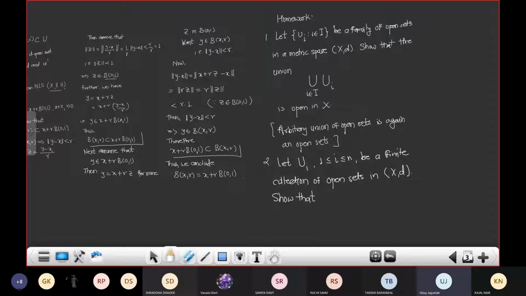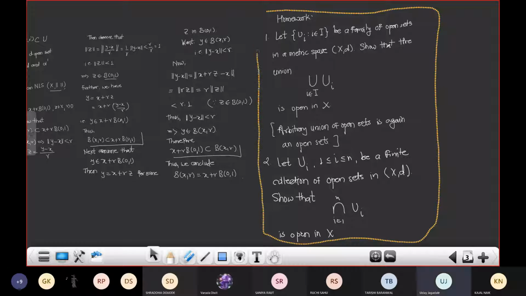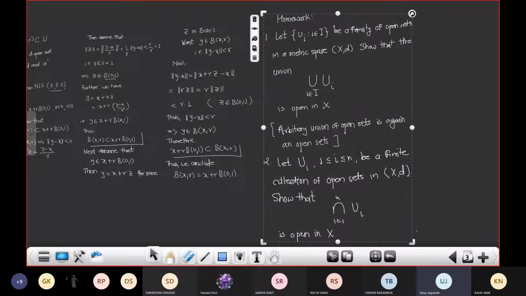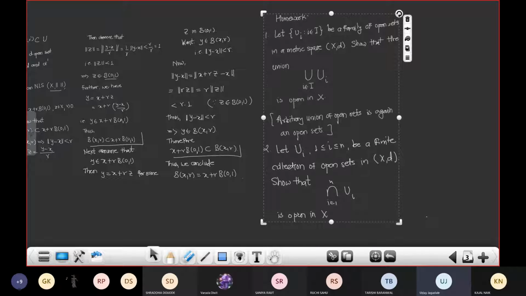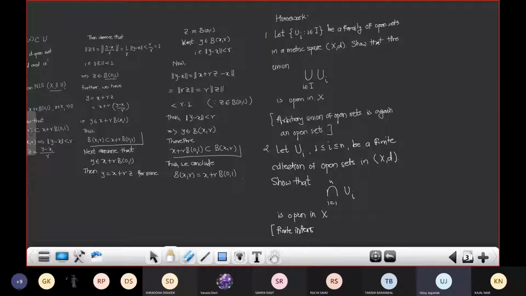this finite intersection of Ui, where i runs from 1 to n, is open in X. So what does this say? It says that arbitrary union of open sets is open, but the finite intersection of open sets is again open, right? So it says finite intersection of open sets is again open.